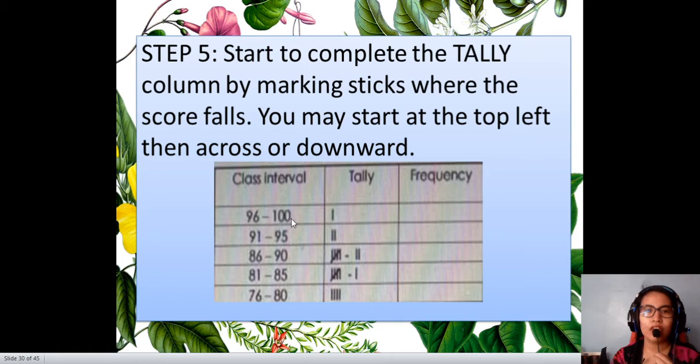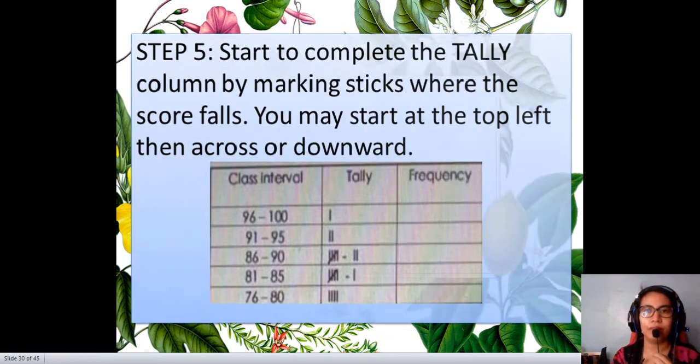So 96 to 100, we have 1 stick. 91 to 95, we have 2 sticks. 86 to 90, we have 7 sticks. 81 to 85, we have 6 sticks. And 76 to 80, we have 4 sticks. That is for your step 5.